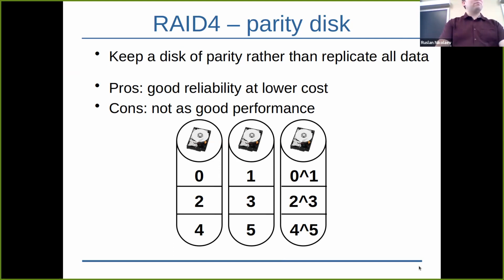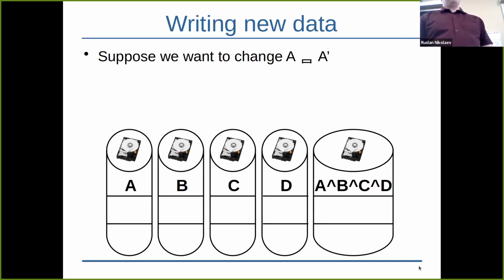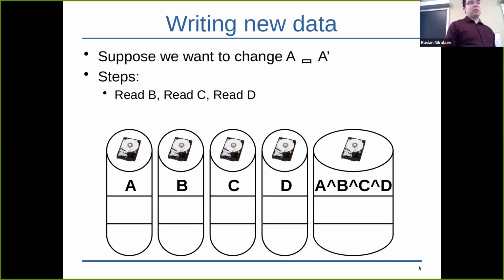So why is it not as good in performance? Let's take a look at what will happen. Suppose we want to change A to A prime. So what will happen in that case? The steps that we're going to take, at least what you would naturally think, right? The first thing that comes to your mind, you're going to read B, C, and D, and write A prime. To write A prime, you need to write A prime XOR B XOR C XOR D. Is that what we actually need to do? No, right? So that's not right.